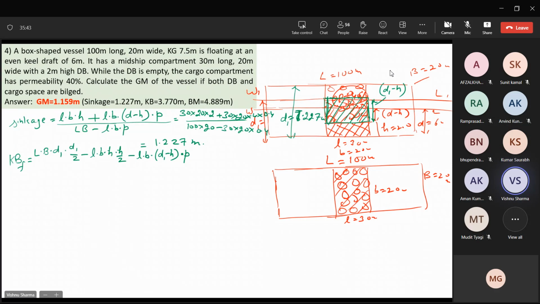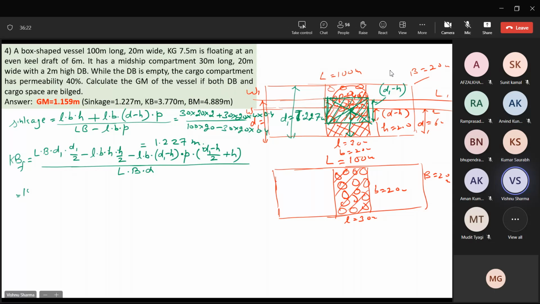Then we have to find its lever. Where is the geometric center of this one? Geometric center of this one is here. What is this distance? It is D1 minus H by 2 plus H. So D1 minus H by 2 plus H. Is that clear now? That becomes the vertical moment of the underwater volume in the way of the cargo space, not contributing to buoyancy, divided by volume of buoyancy or volume of displacement, LBD.